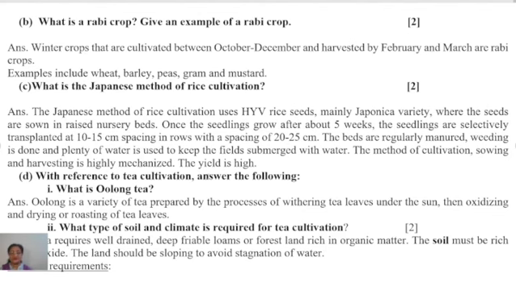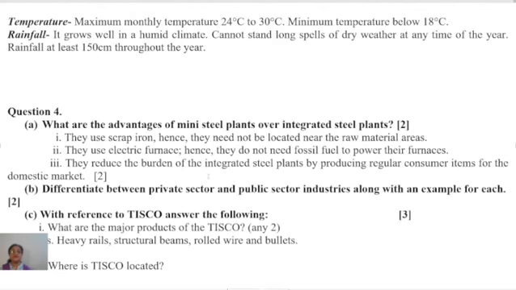Now what about the climatic requirements? You can see the maximum monthly temperature required for it is 24 to 30 degrees centigrade. Within that the temperature should remain. The minimum temperature should be 18 degrees centigrade, right?